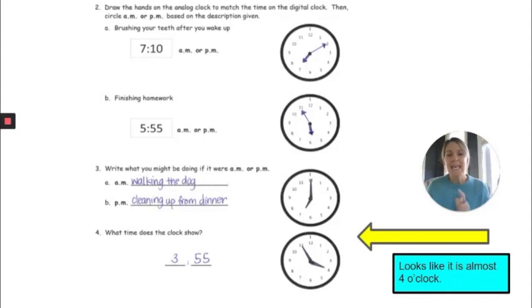Now, a challenge for you all is to take a look at an analog clock every once in a while around your house today. And if it's 50 or 55 in the minutes, look how close that hour hand is to the next hour. Okay, great job.